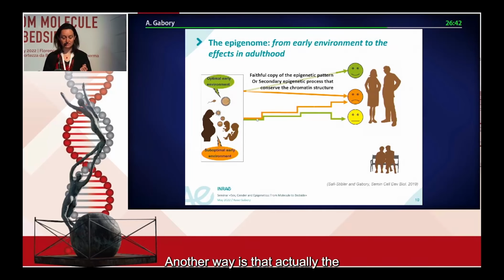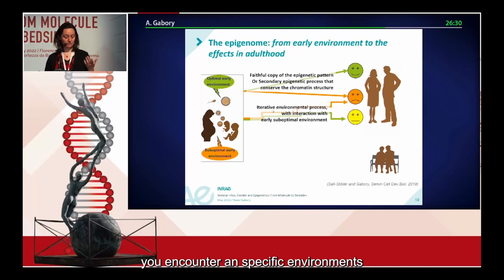Another way is that the epigenome will modify the way you react to your environment. So there is an iterative process, such that every time you encounter a specific environment, you will react differently, and you will be more impacted with a suboptimal early epigenome than with an optimal one, leading to diseases, whereas the optimal environment will give you a not-so-bad phenotype in adulthood.